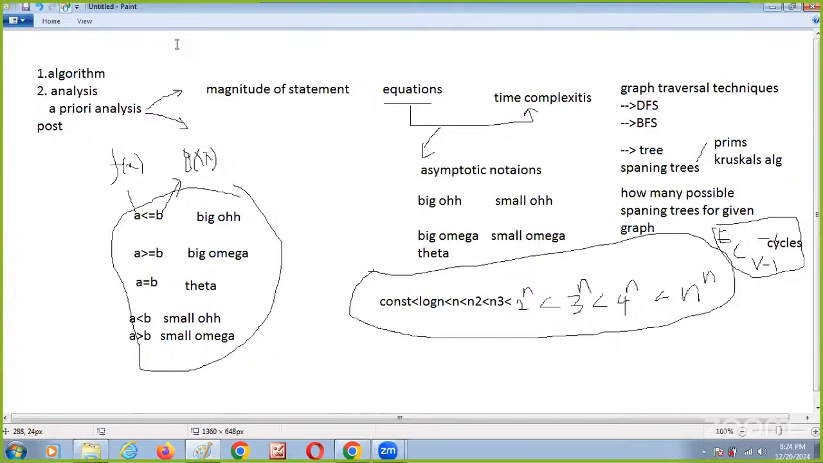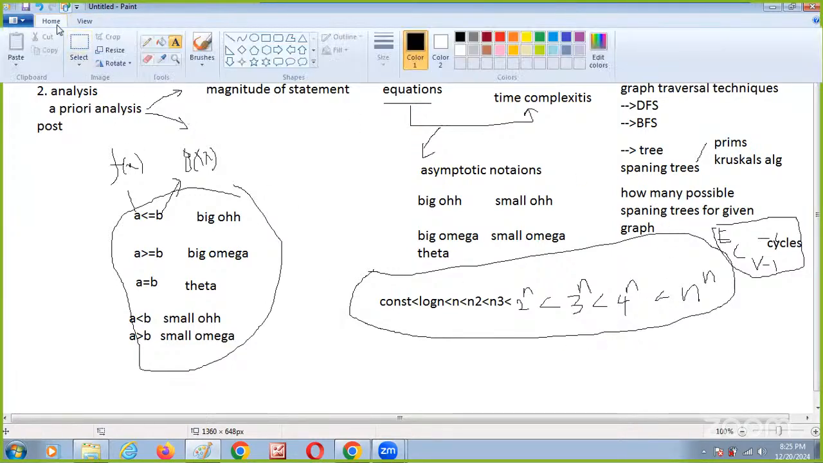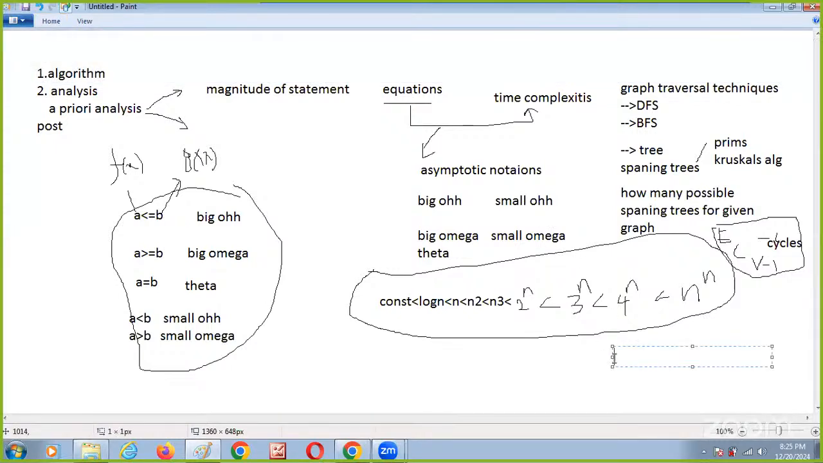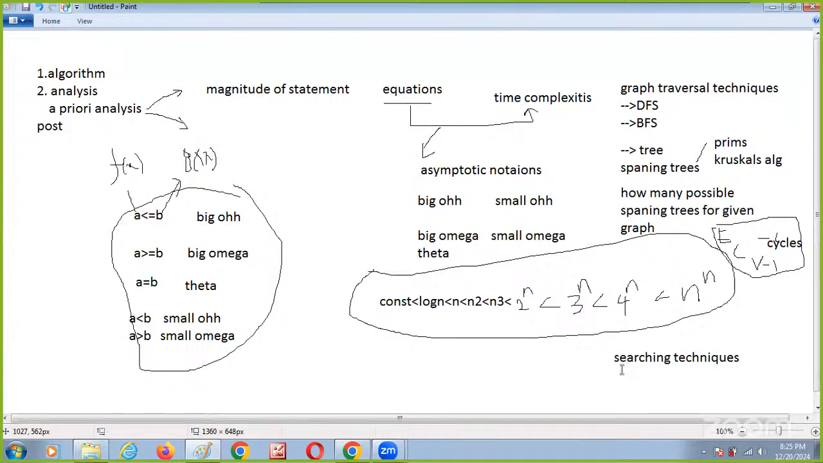Okay, this is the number of spanning trees, and we have Prim's algorithm as well as Kruskal's algorithm. We already discussed what Prim's algorithm and Kruskal's algorithm are in the previous class. And in the previous class we also covered searching techniques. In searching techniques, we have linear search as well as binary search.